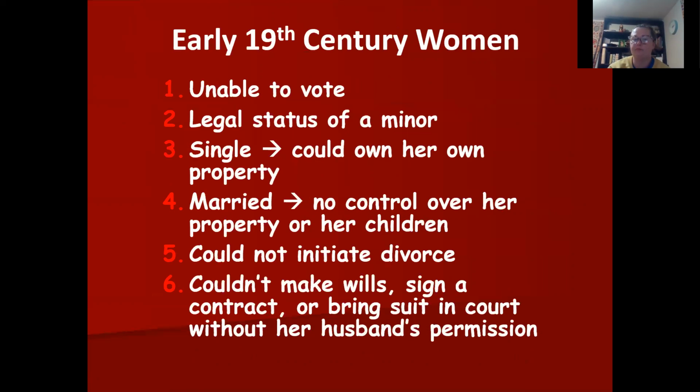Okay, so let's look at why this is a big deal. In the early 19th century, women were unable to vote and had the legal status of a minor. That means even if you were a grown woman, you were not even considered a full adult. Let that sink in. There was no turning 18 and then you're an adult. No, no. You were basically considered a minor.